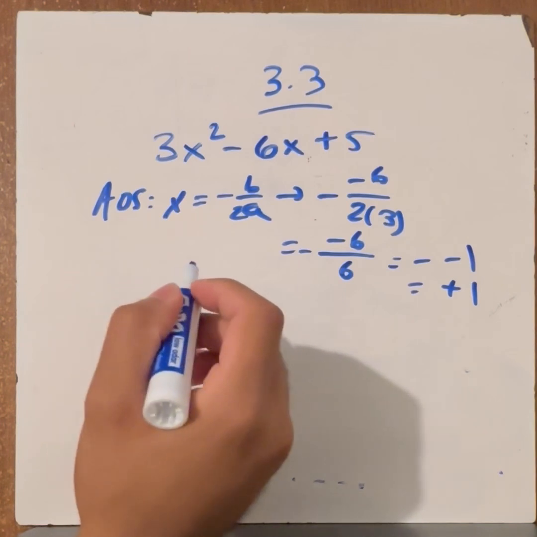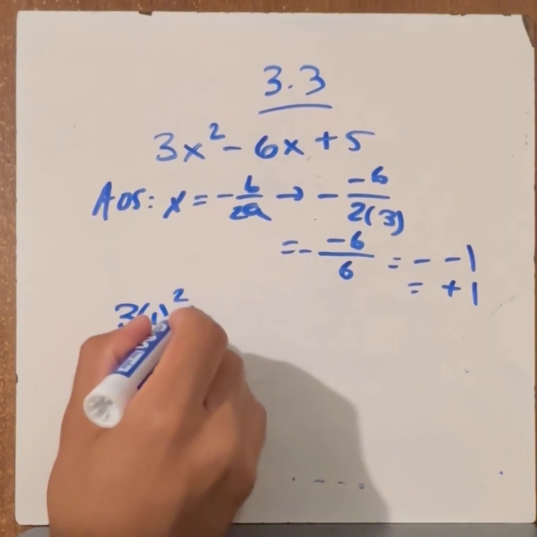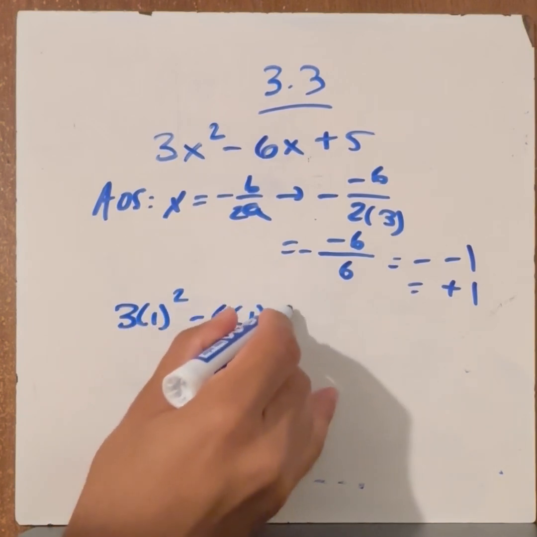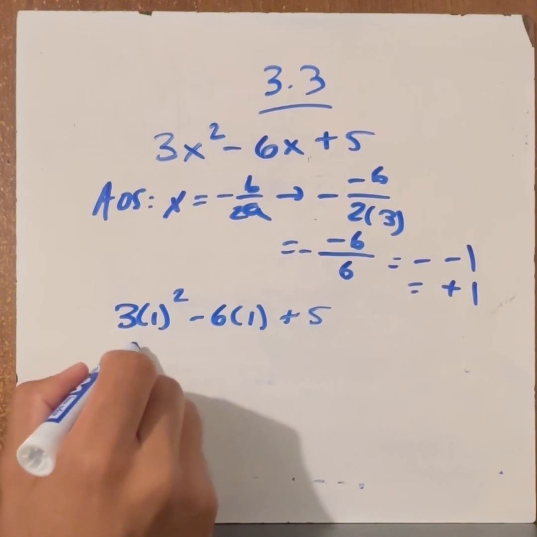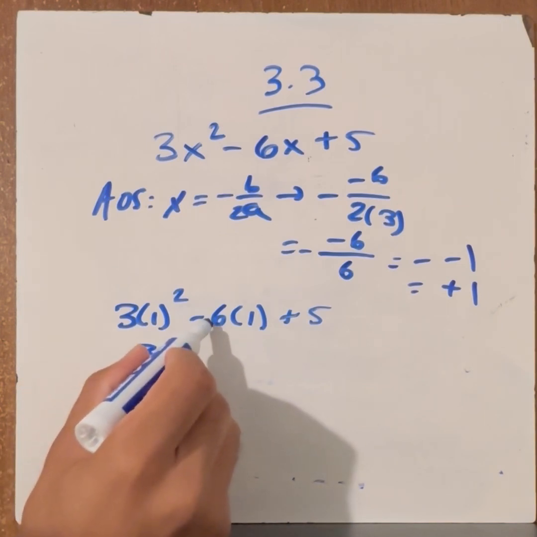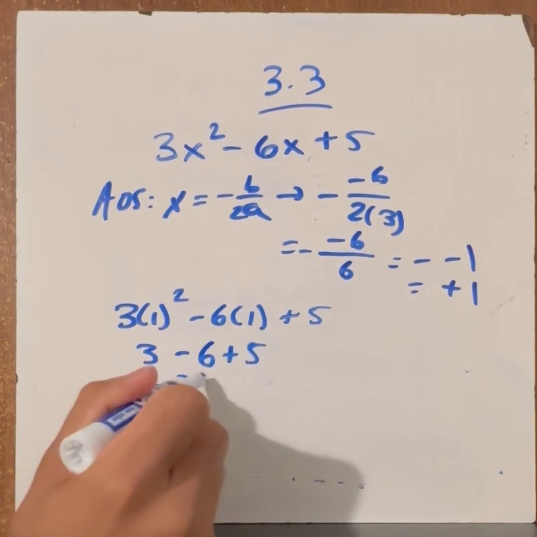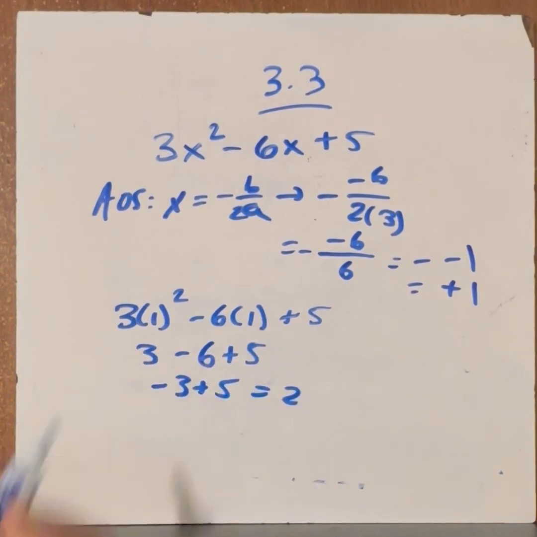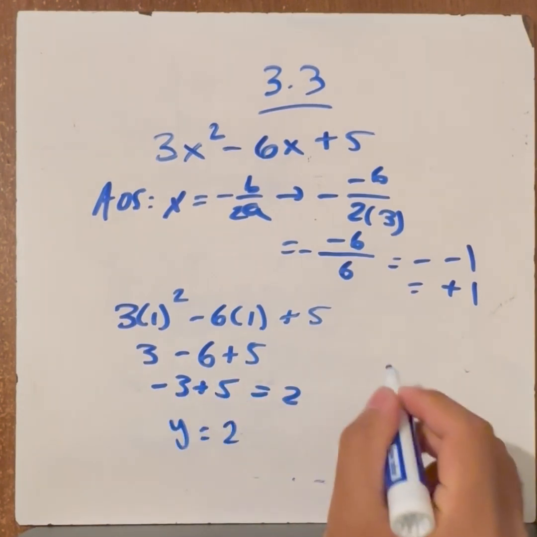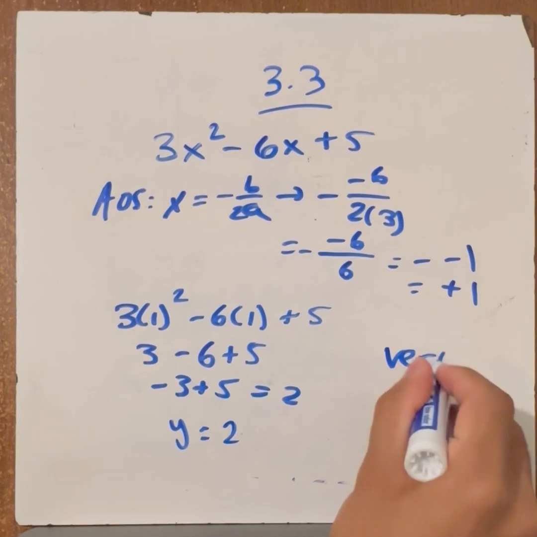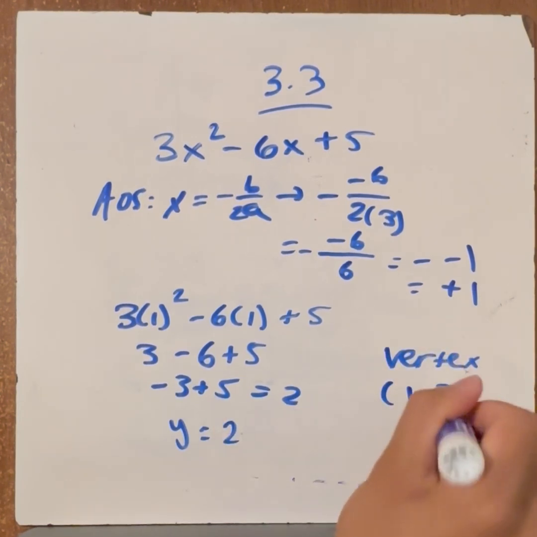So now we've got to plug it into our original equation. So 3 times 1 squared minus 6 times 1 plus 5. So 1 squared is 1, so 3 times 1 is 3. Negative 6 times 1 is minus 6, and then plus 5. So 3 minus 6 is negative 3, plus 5, which is 2. So we found the y value of the vertex by doing that. So y equals 2, and so our vertex will be x, y, so 1, 2.